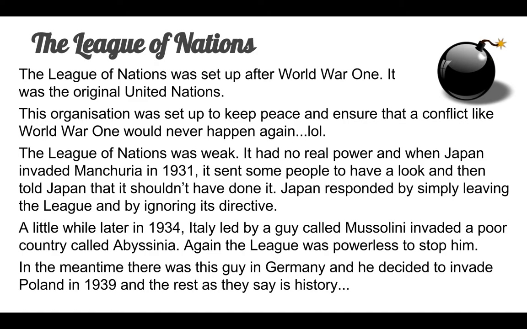A little while later, in 1934, in Italy, a guy called Mussolini invaded another country called Abyssinia. This is nowadays called Ethiopia. Again, the League was powerless to stop him. In the meantime, there was Hitler in Germany, and he decided to invade Poland in 1939, and the rest, as they say, is history, because World War II started and it rolled on from there.